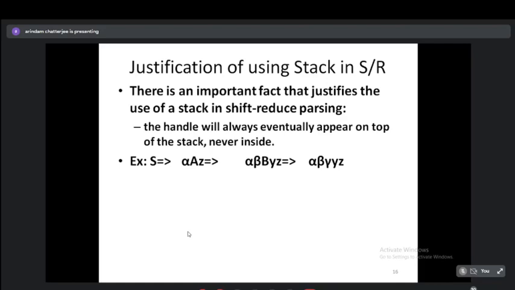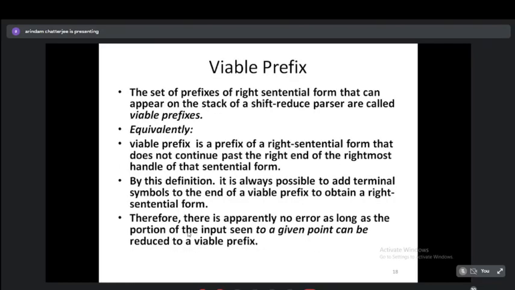So I'm not going to go into the detail of justifying the use of the stack. I'll come back to that in the next class.